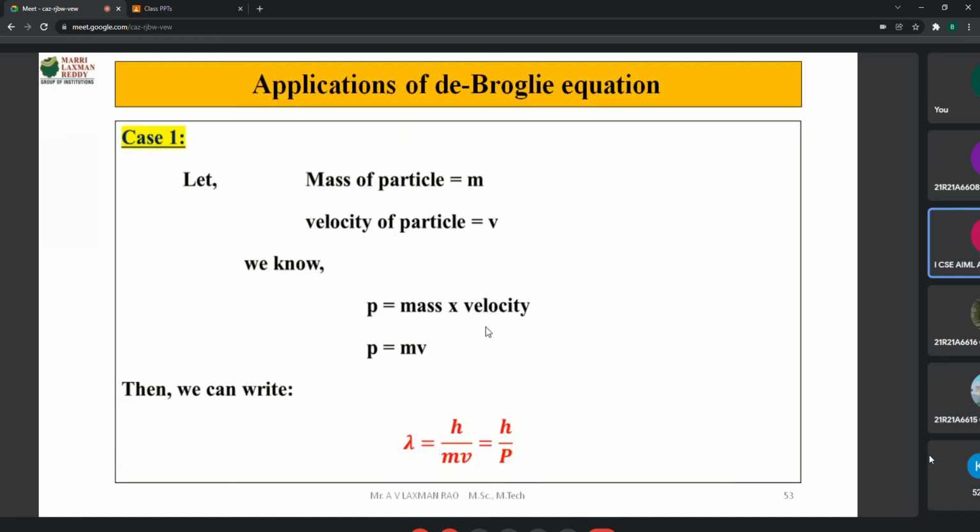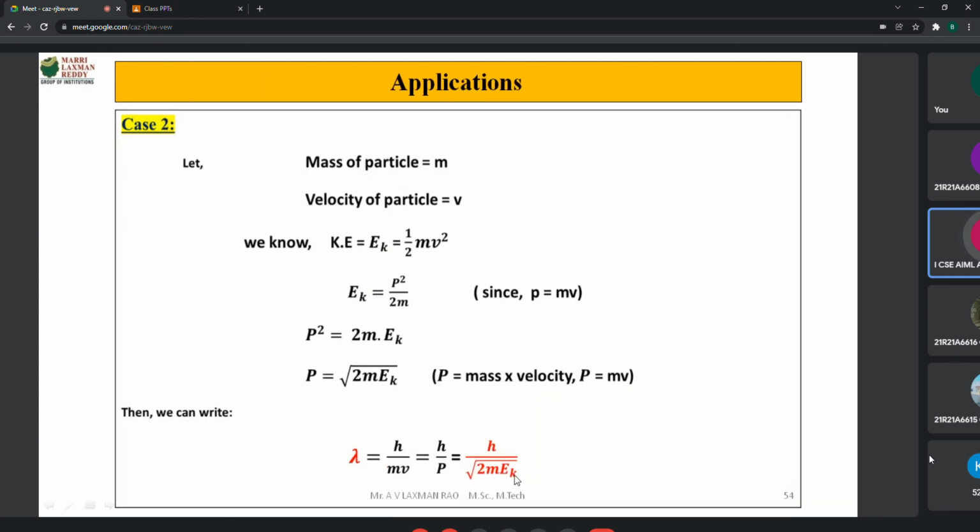That we also know. Case 1, momentum. Case 2, as I told you, it was given in that question also. What is case 2? The relation between the kinetic energy and mass of that particle with respect to wavelength. This has to be derived, the de Broglie equation and case 2. Questions like this can be expected.